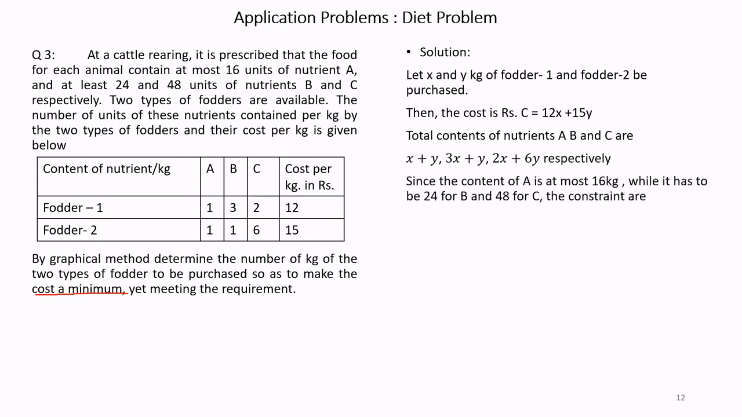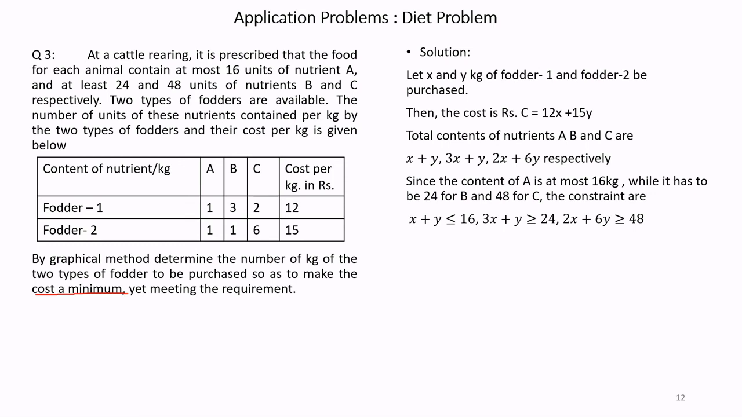Since the content of A is at most 16 kg, it is given 16 units of nutrient. The animal contains 16 units of nutrient. So the constraint is that A is at most 16 kg, while it has to be 24 for B and 48 for C. Therefore, x plus y should be less than, this is fodder A.